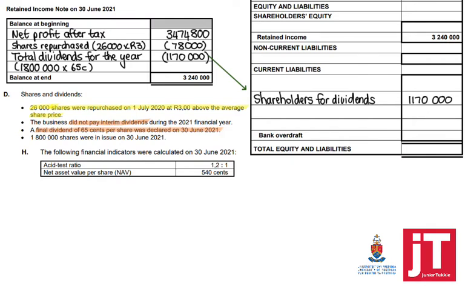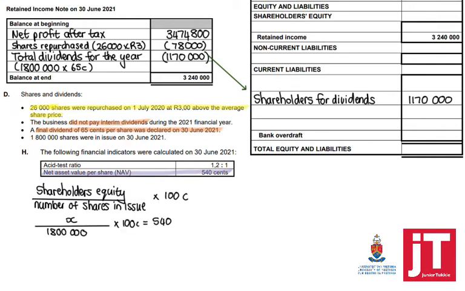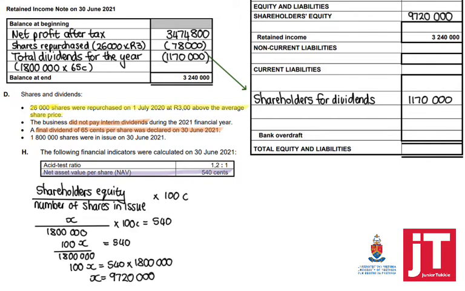Because you will get questions where you are given the financial indicators and you need to find the figures. If we look at the net asset value now, we know that the net asset value is calculated by taking the shareholders' equity divided by the number of shares in issue. Now the shareholders' equity is my X, which is unknown. I know that 1.8 million shares were in issue on 30 June 2021, and they provided me with the net asset value, 540 cents. This means we can solve X to calculate the total shareholders' equity.